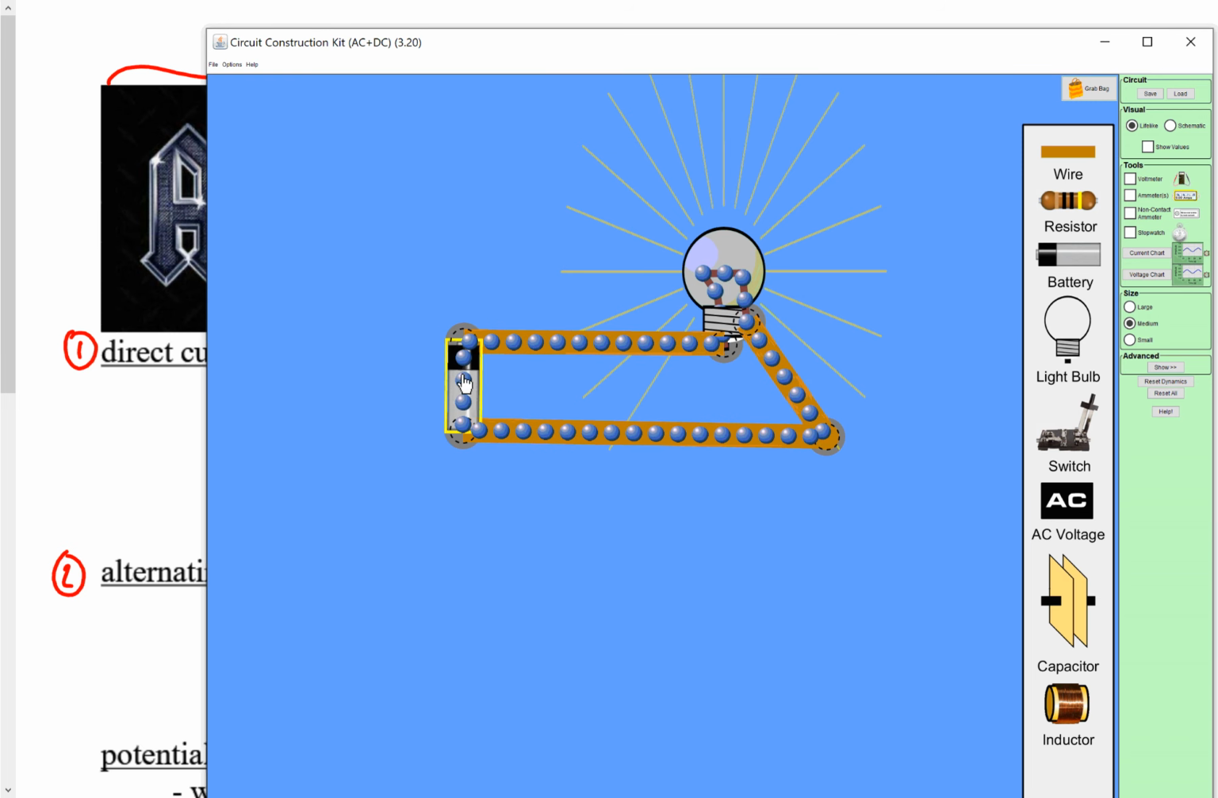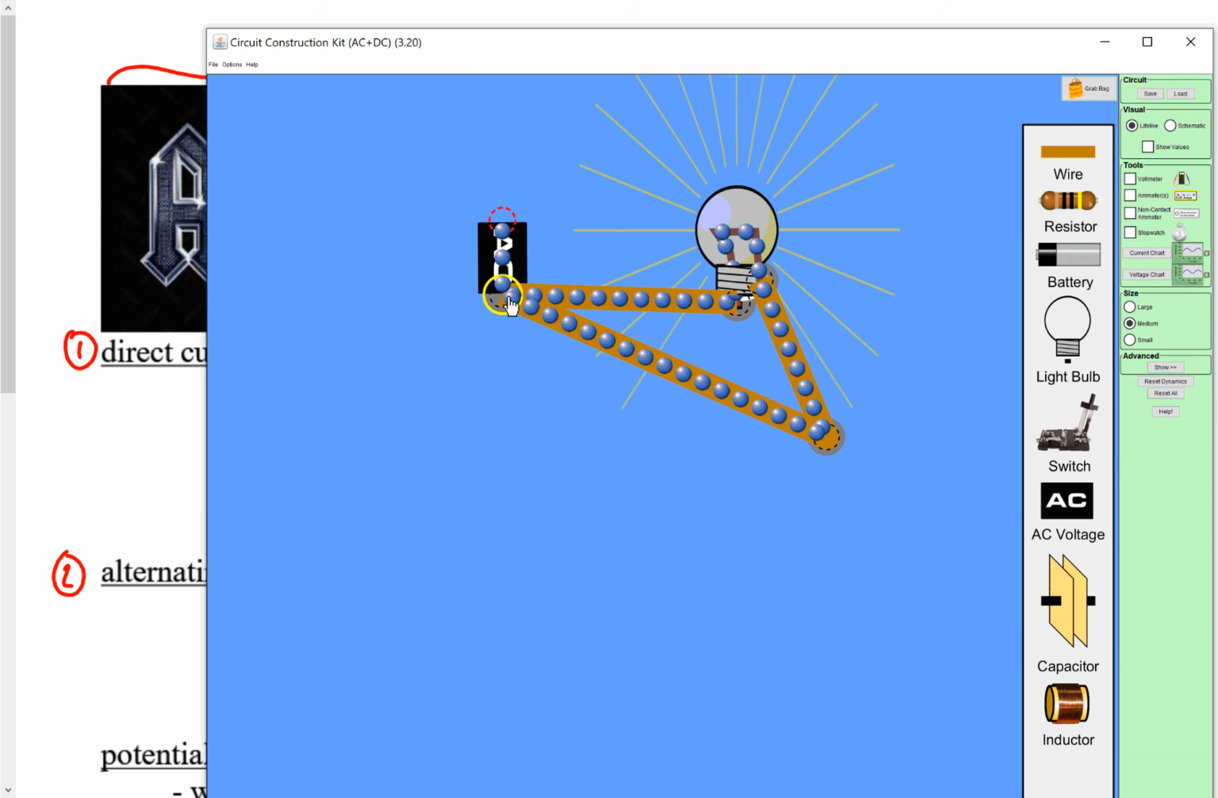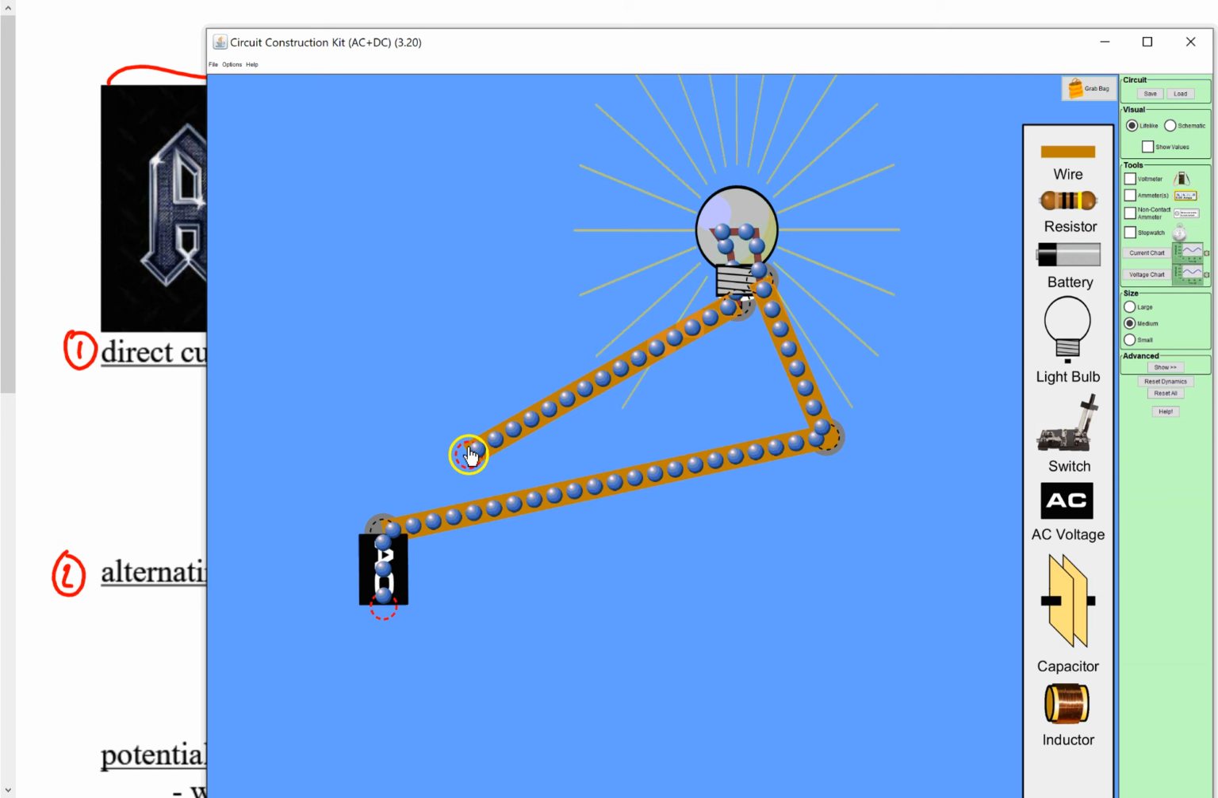Now I want to do something. Let's get rid of that battery and grab an AC power supply and put it in. An AC source would be like your wall outlet. Oh, except I'm making a huge mess of my circuit. Wow, what happens? Don't cross the streams. I don't think I could have made much bigger of a mess than this, could I? Let's try this one more time.